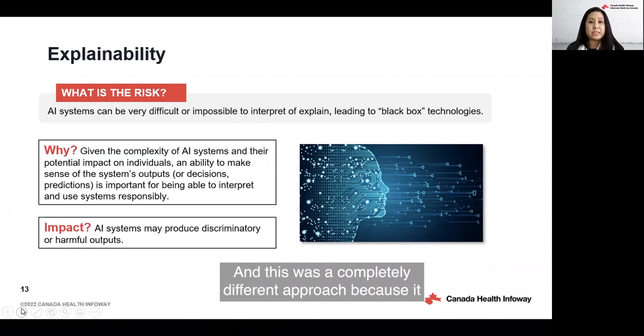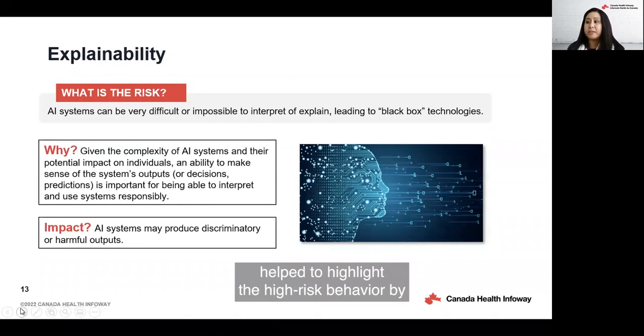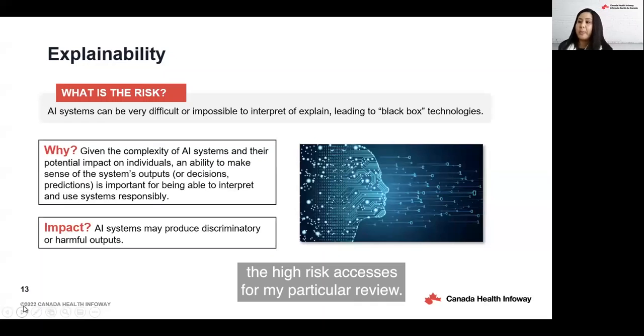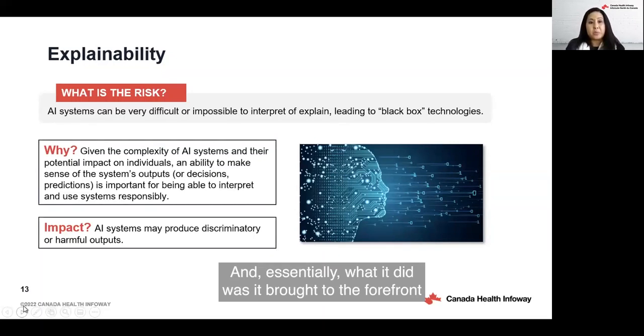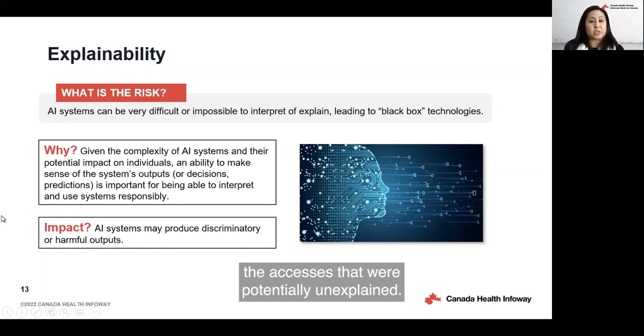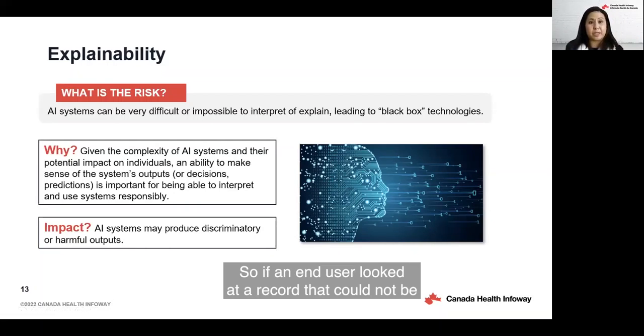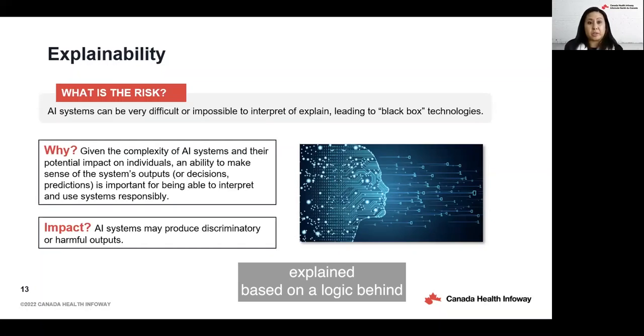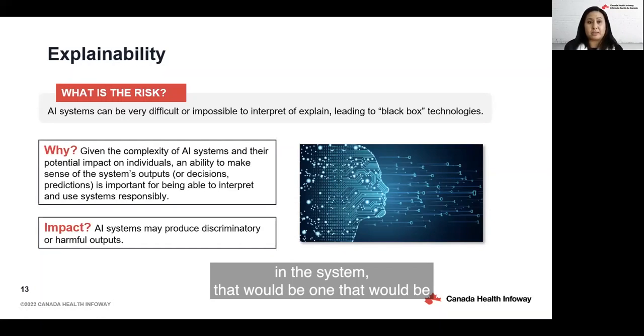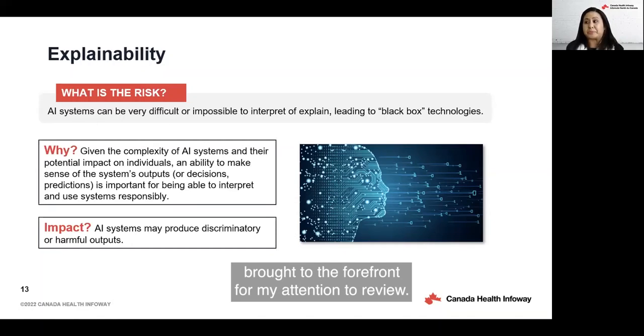And this was a completely different approach because it helped to highlight the high-risk behavior by essentially filtering accesses and identifying the high-risk accesses for my particular review. Essentially, it brought to the forefront the accesses that were potentially unexplained. So if an end user looked at a record that could not be explained based on the logic in the system, that would be one brought to the forefront for my attention to review.